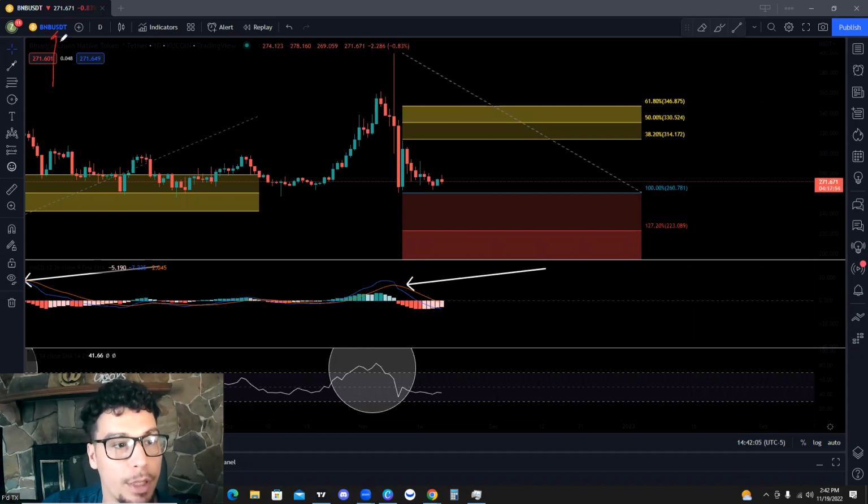We're going to break down BNB. Okay, this is the Binance token. What we're going to do is use the Fibonacci tool, which is going to be right over here. And I'm going to give you guys some examples of how these three retracement levels are very, very important for the continuation of a trend or spotting the reversal.